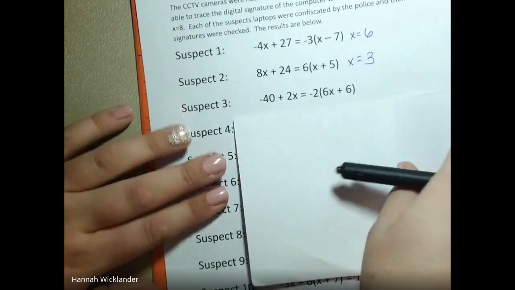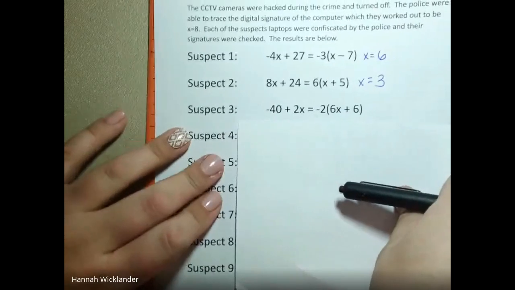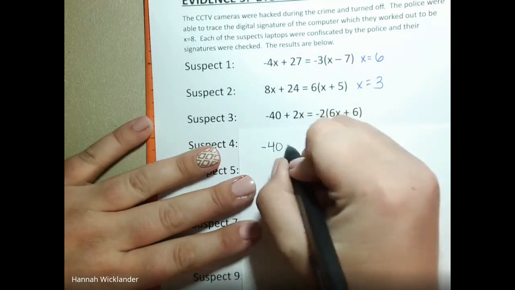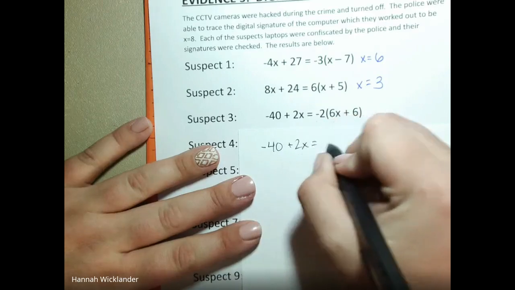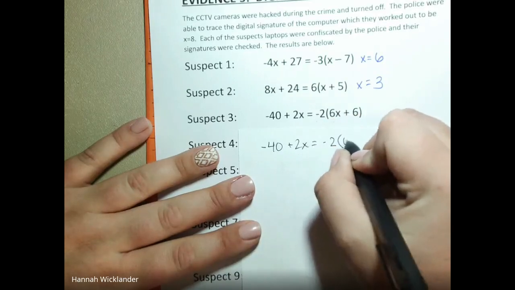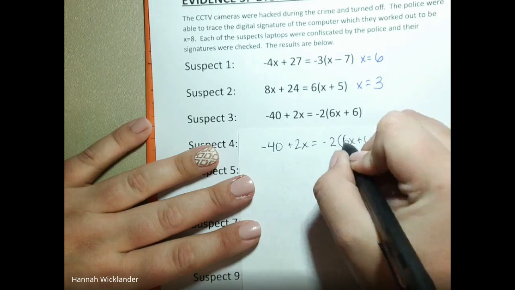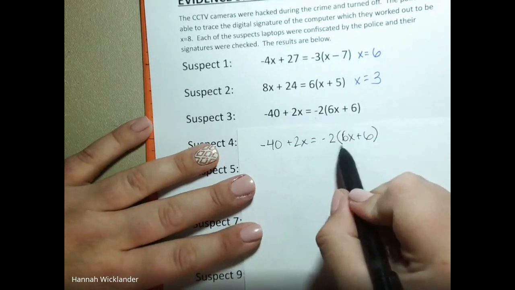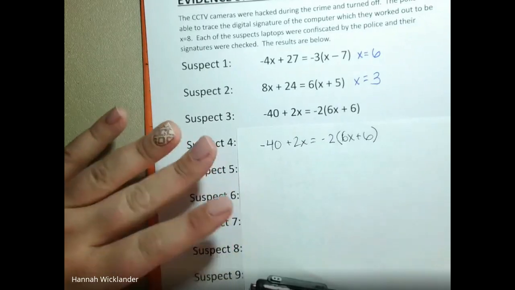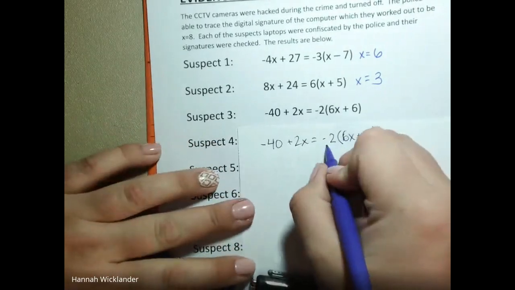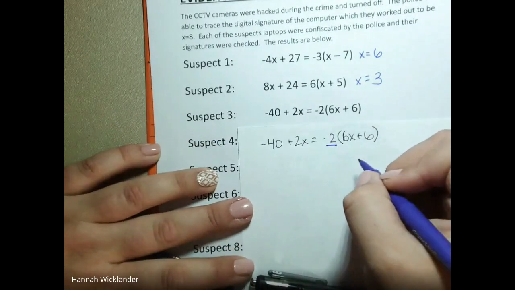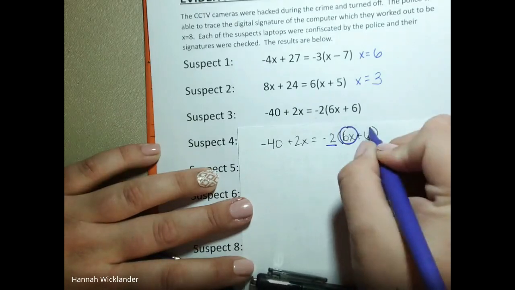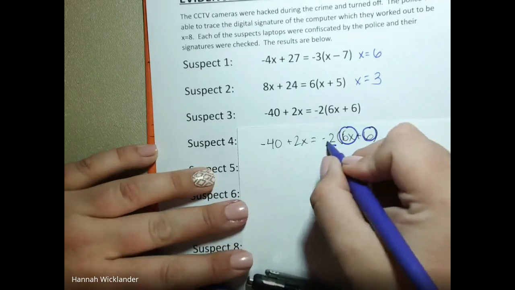Moving on to suspect 3. I have -40 plus 2x equals -2 parentheses 6x plus 6. So I'm going to once again distribute the -2 to everything inside the parentheses, or multiply. When I hear the word distribute, I know that means multiply. So -2, and then I'm going to multiply it by 6x and also by a positive 6.